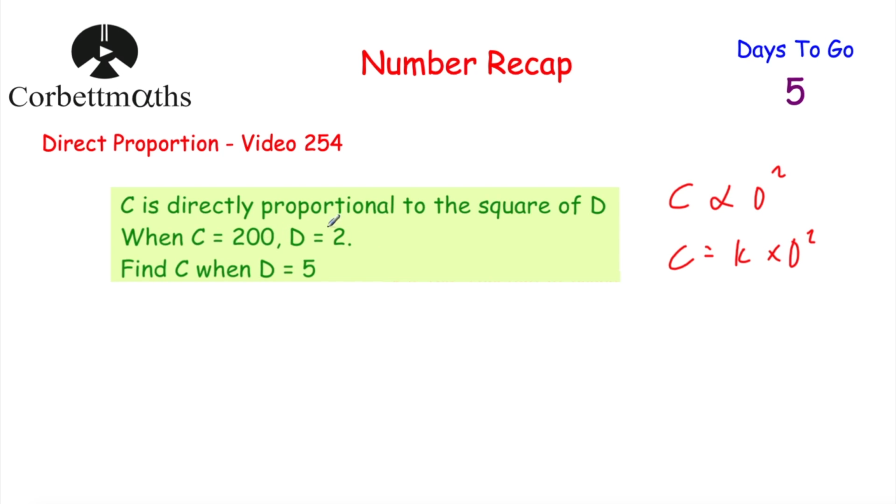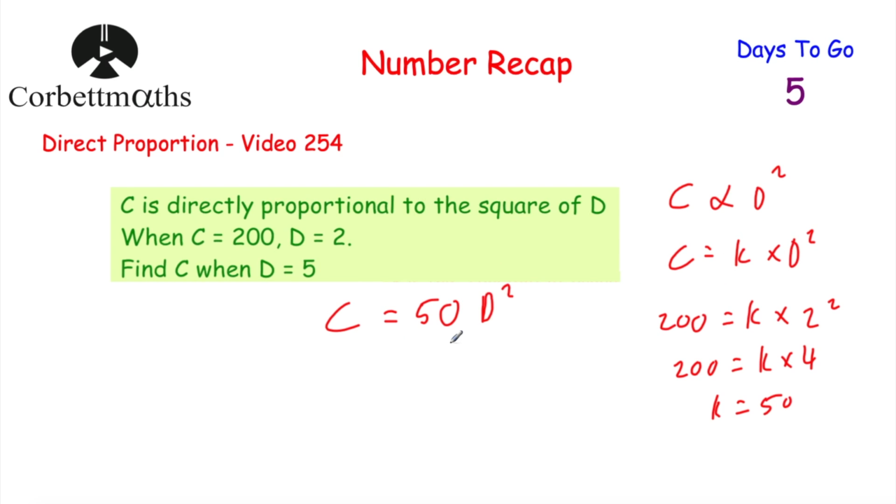Then we use the pair of information that we're given in the question. So instead of C, we write 200, so 200 is equal to K multiplied by, and instead of D squared, it'll be 2 squared. We then work out 2 squared, that's 4, so 200 equals K times 4, so K is equal to 50, dividing both of those by 4. Now we know K is equal to 50, if we put 50 back in here, we get C is equal to 50D squared. And then we could just use this for whatever we want to.